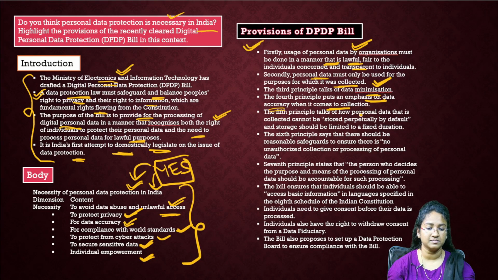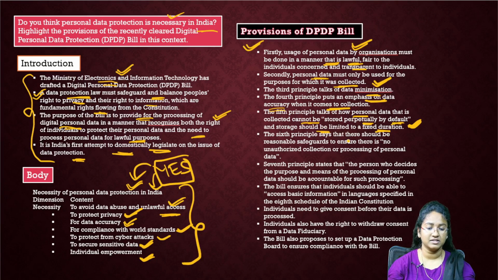And coming to the next principle, it talks of how personal data that is collected cannot be stored perpetually by default, and storage should be limited to a fixed duration. For example, our personal data is collected for a purpose and it has also been used only for that purpose. What next? It has to be stored only for a fixed duration. So for example, it has to be stored for only 1 year, right? So in that way, for a fixed duration, it has to be stored. After that, it should not be stored, right?